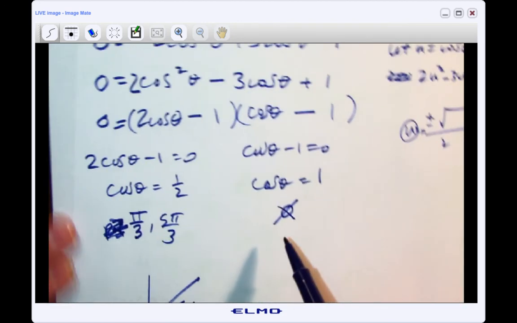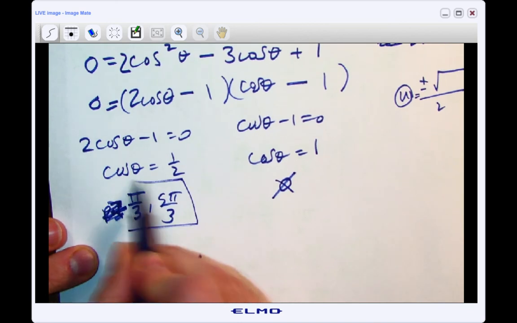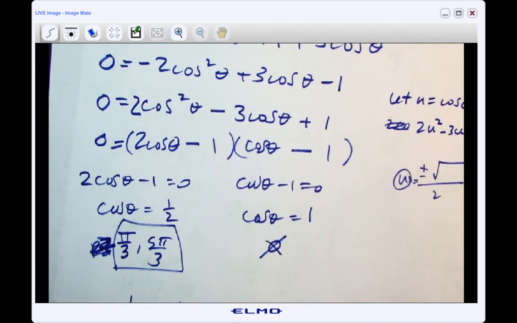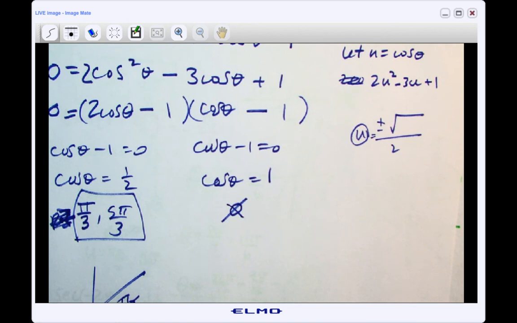So whenever you're using your identities to move things around, that's another time when you can maybe create a situation where you have more solutions than you should. Okay, so I just checked that one for sure. So when do I definitely check the solutions? I check them when I square something, or I multiply through by the variable, I multiply through by a cosine, or I multiply through by a sine, or something. And when I use my identities to change them, you should definitely check your solutions then.